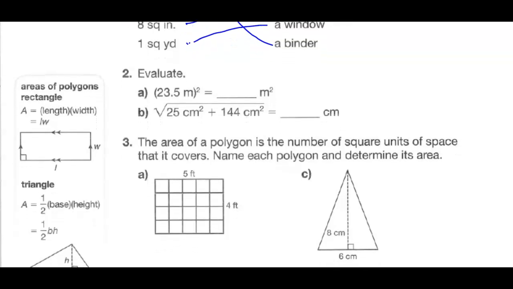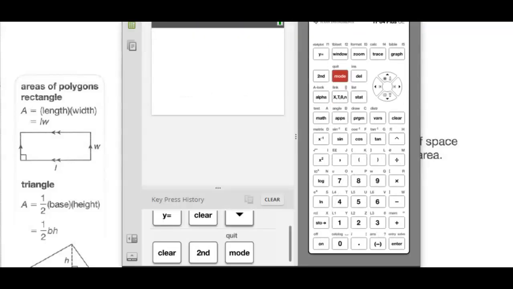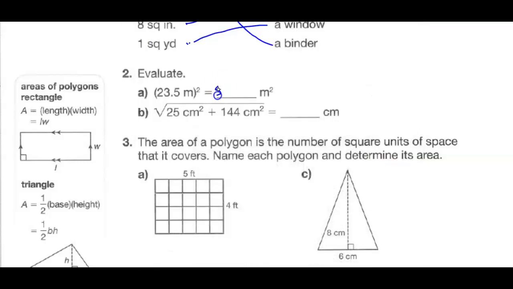Next one, it says evaluate, so 23.5 meters, and then you square it. So if I get my calculator out, you can go 23.5 square button. You look for that squared button on your calculator, whatever kind you have, and 552.25. And then the units are squared. Now, this one has already been squared, so that's 25 centimeters squared. That's units. It's not saying we're squaring the 25.